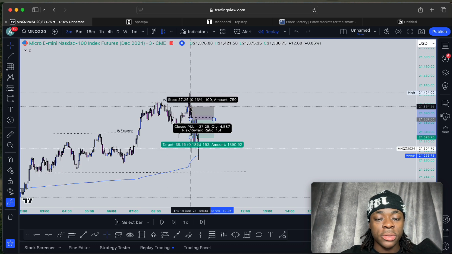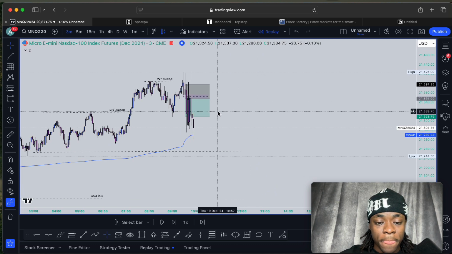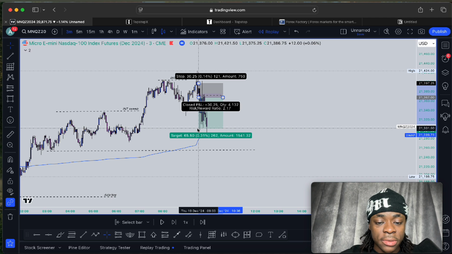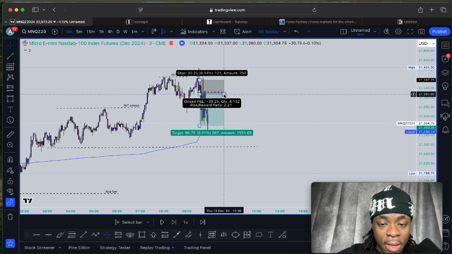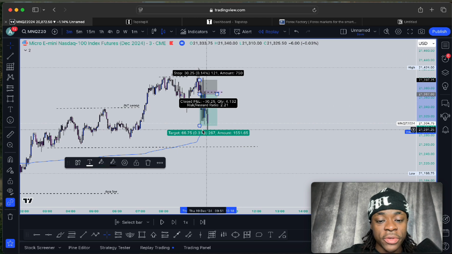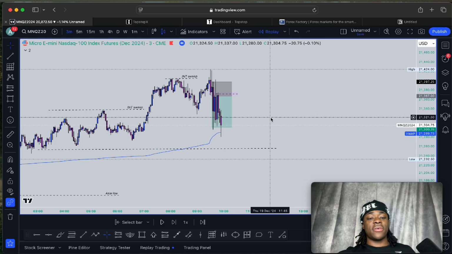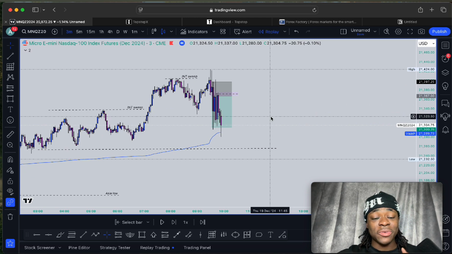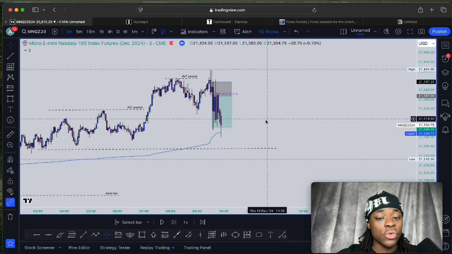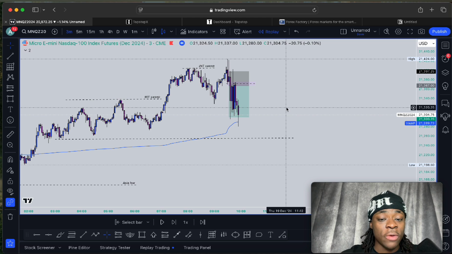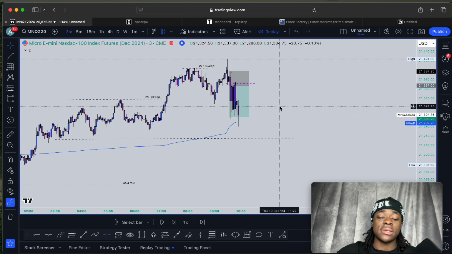30 points, risking 60 points. So, hey, I was already out of this trade at this time. This was a very fast trade. This trade played out in, I think, 2 or 3 minutes. Yeah, it was very versatile around the time that I took this trade.